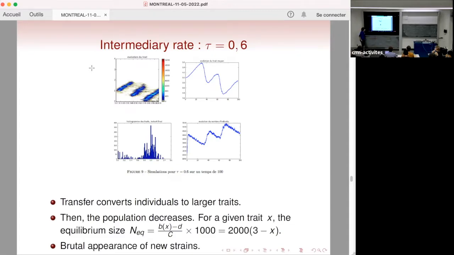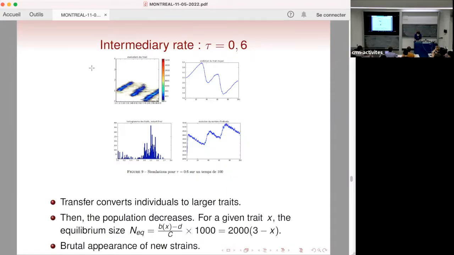So our aim is to really understand this abrupt appearance of new traits, and of course this cannot be explained by mutation. You have to remember the mutation step is 0.1. Here we have more than one jump that cannot be explained by mutation. Okay, and so I show you. We have this situation.